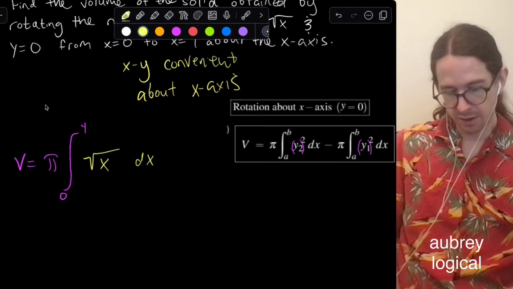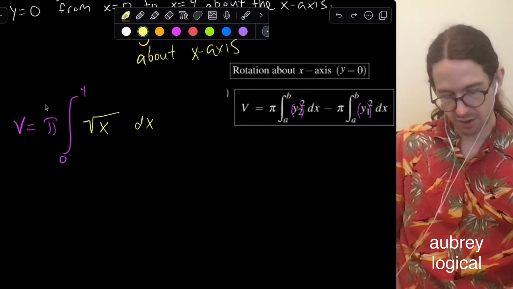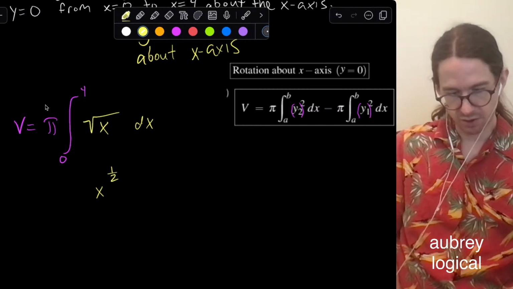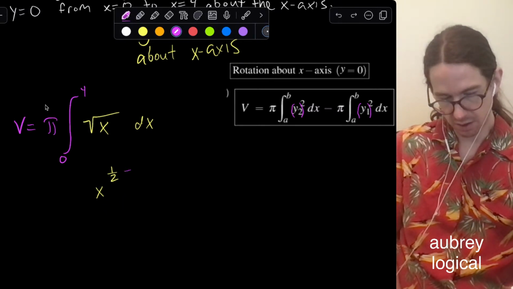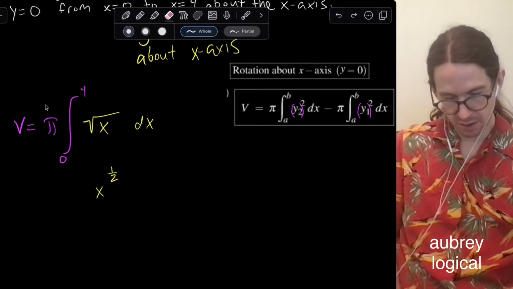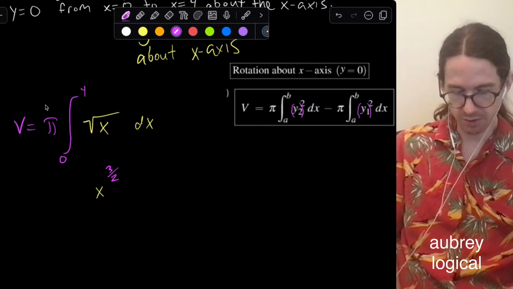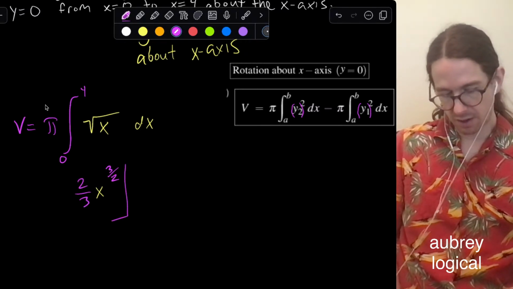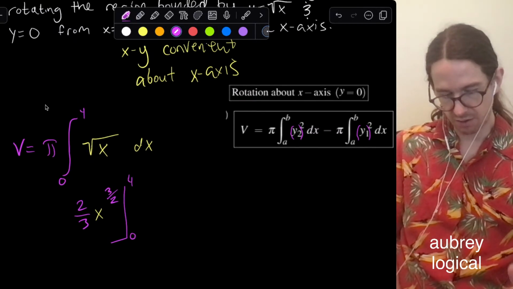Okay, so in order to take this integral, we are first going to rewrite it as x to the 1/2 power. And now when we're doing an antiderivative, we're going to add 1 to that, and then we're going to take our new value and divide by that. So that's going to become x to the 3/2, and then dividing by 3/2, we're going to end up multiplying by 2/3. So there's our indefinite integral, and now we're going to go ahead and plug in our values for x.